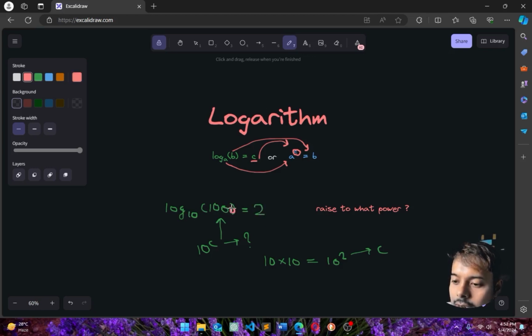What if I add another 0 here? We have to multiply again by 10, giving 10 to the power of 3, so we get 3. So this is the basic of logarithm.